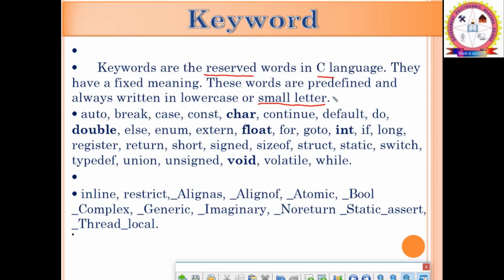Like in the future we will study identifiers. So we cannot use these reserved words or keywords as identifiers for any other purpose. They have a fixed meaning, and we will use these keywords for that particular purpose only, for particular functions. So there is the ANSI C standard.